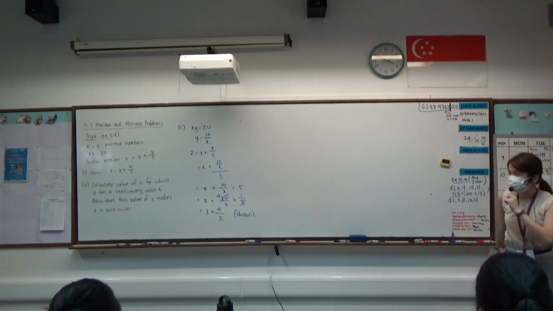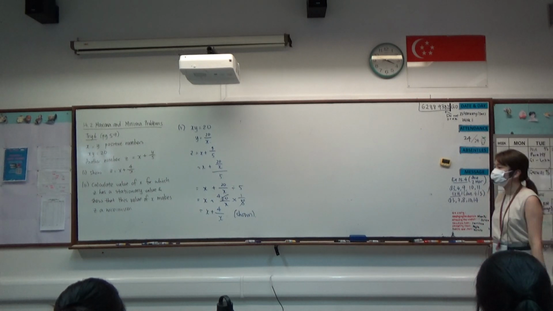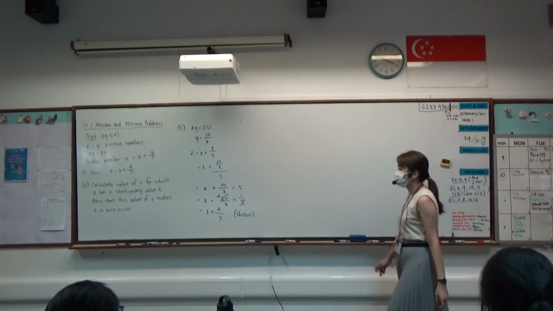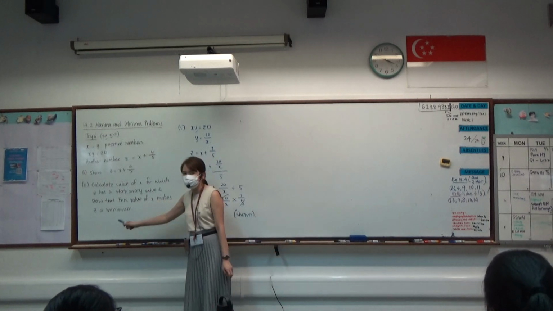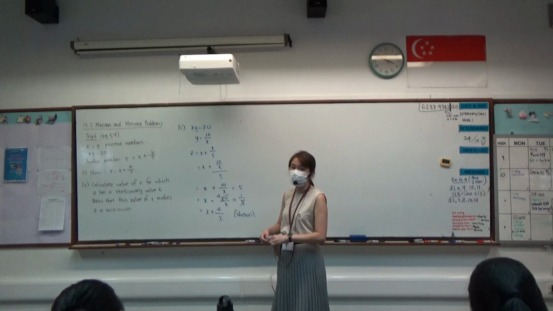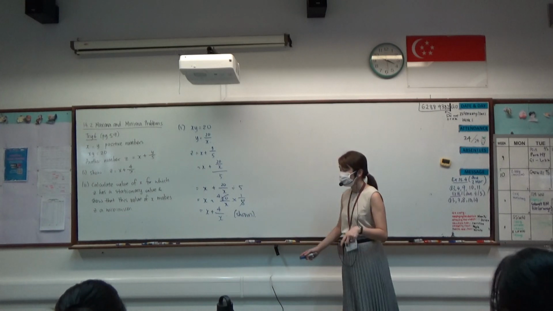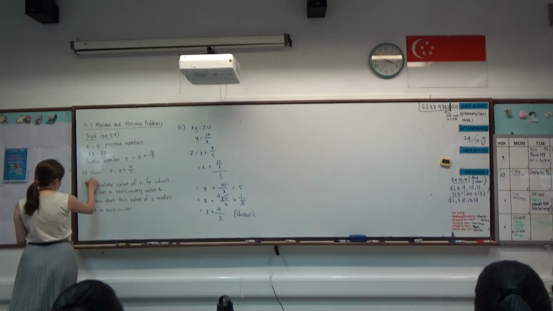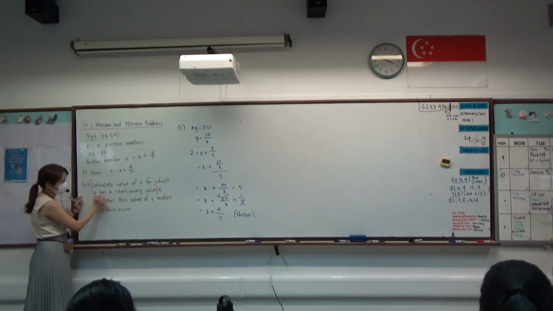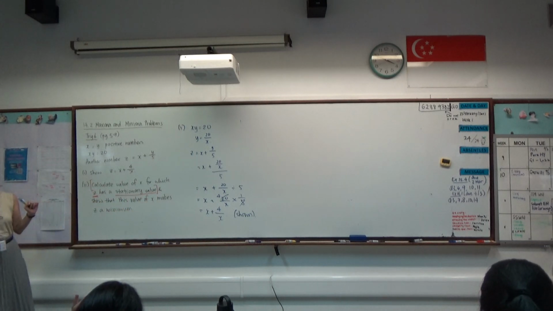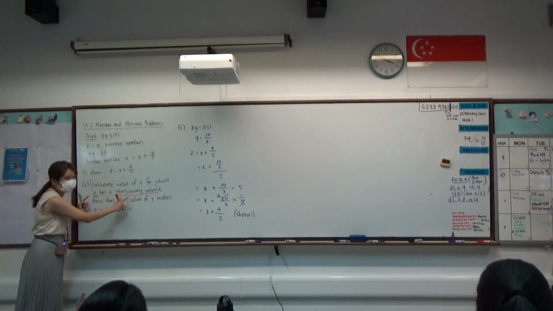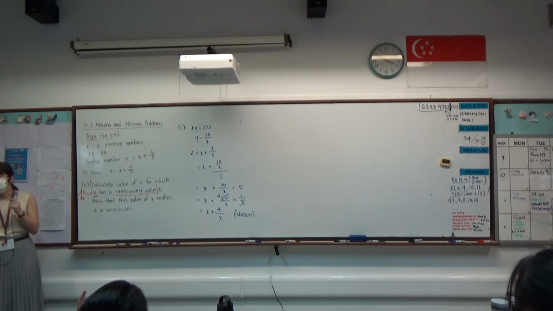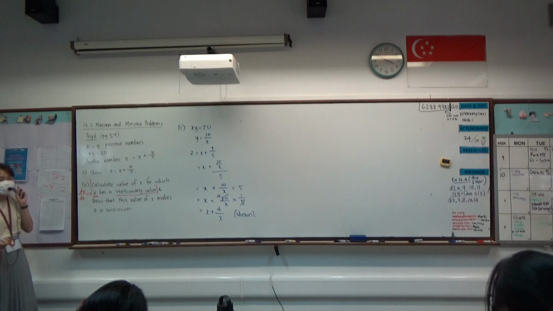Okay, part 2. Calculate the value of x for which z has a stationary value, and show that this value of x makes z a minimum. It's quite a confusing question statement. So let's look at the first part that asks us to find the value of x such that z itself is the stationary value. For z to be a stationary value, that means my dz over dx must be equal to 0. How do I get dz over dx?